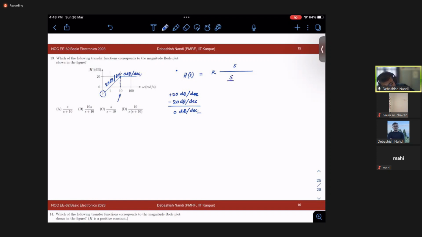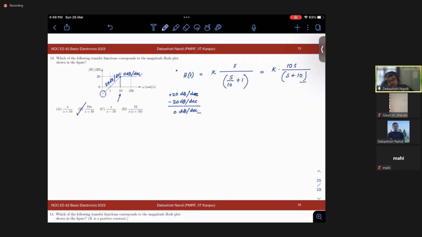So s by 10 plus 1 is the form of the transfer function, right? So now how do you simplify it? You just do it as 10s by s plus 10, right? Then your answer would be this, B. And here they have taken K as 1.